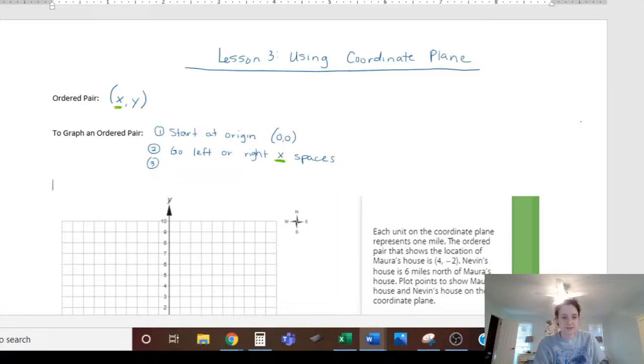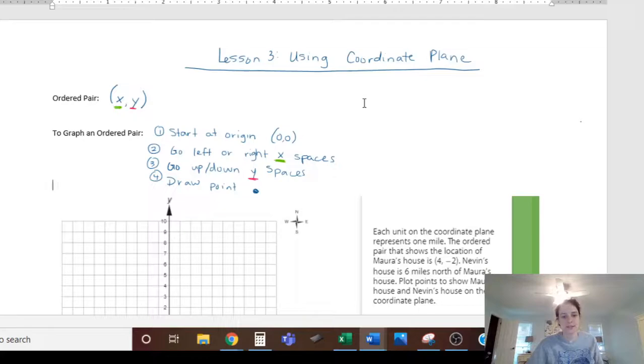And then your third step is to go up or down the y number of spaces, because up and down is the y-axis. Okay, and again, down is negative and up is positive. And then your last step, I suppose, would be to draw your point. Draw your point like a solid circle there on that point.